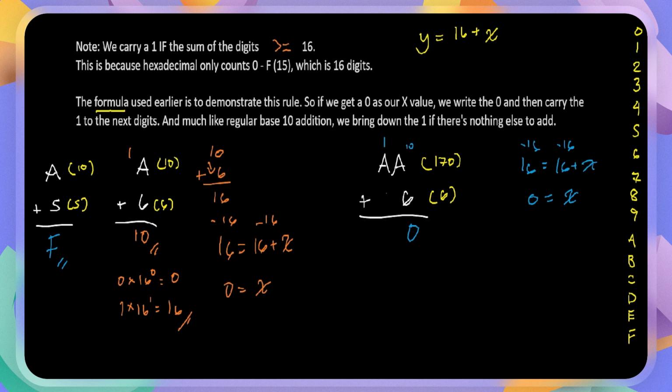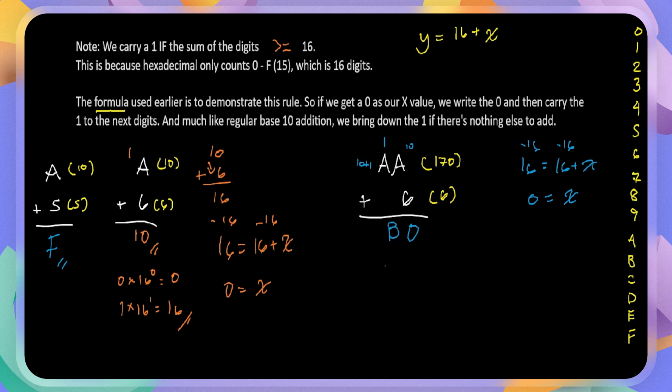Now, there's no digit here, right? There's nothing here that we can add the A to. So usually you just bring the A down, right? But no, remember, we carried a 1 because the sum is equal to 16. And we know that A is equal to 10. So that's just going to be 10 plus 1, right? So 10 plus 1 is 11, but we can't just write 11 because we can represent 11 as B in hexadecimal. So we write B here.